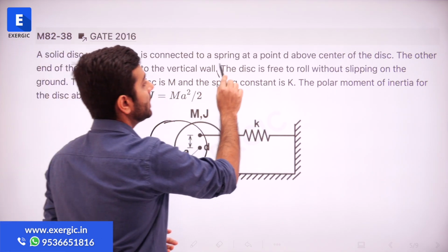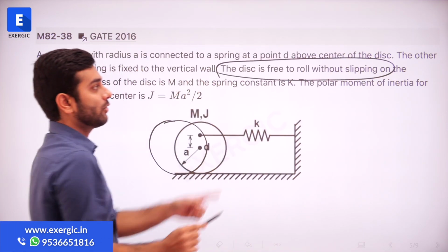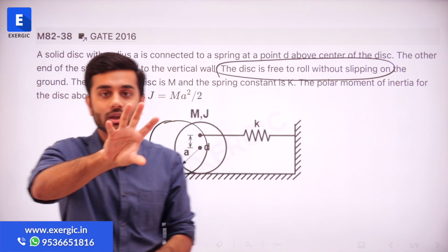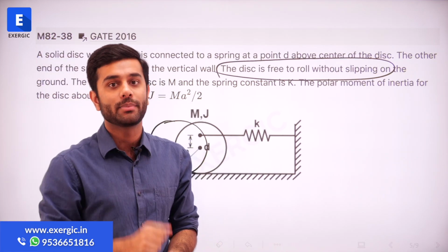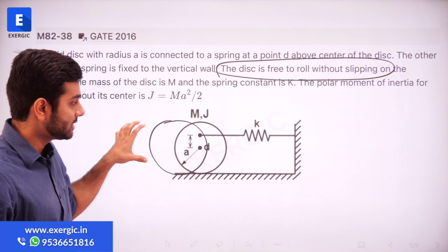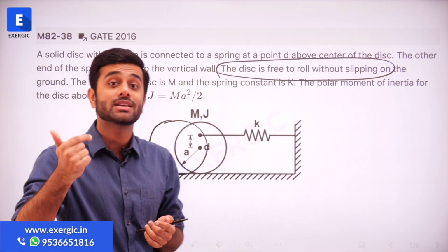The disc is free to roll without slipping. Question has given you the constraint. That constraint you need to follow. You need to give it a rolling motion without slipping. Will that change the answer? Obviously yes. In this case, if you consider sliding or rotation, that is going to change the answer.